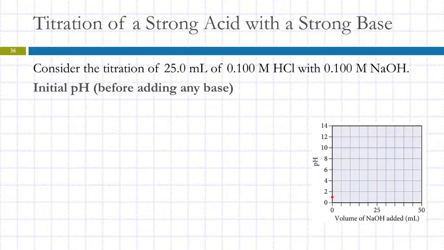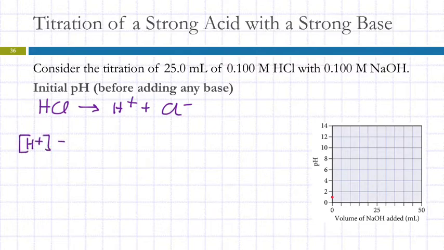So we figured out what volume of sodium hydroxide will get us to the equivalence point. What is the initial pH of this solution? Well, this is a strong acid, right? HCl. So that ionizes completely. So the concentration of hydrogen ions is going to be equal to the acid concentration, right? So that means that the hydrogen ion concentration is 0.100 moles per liter. So then the pH is what?